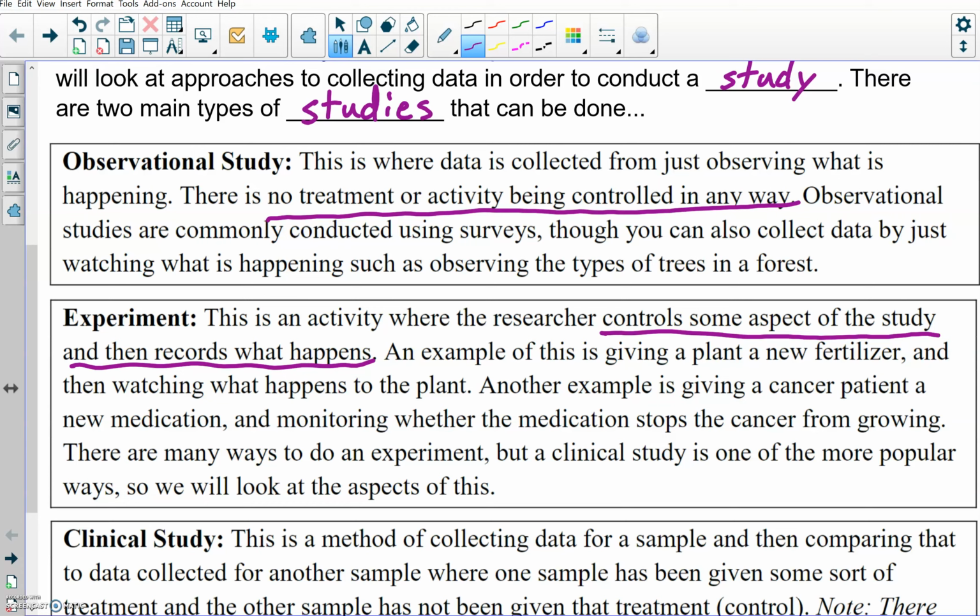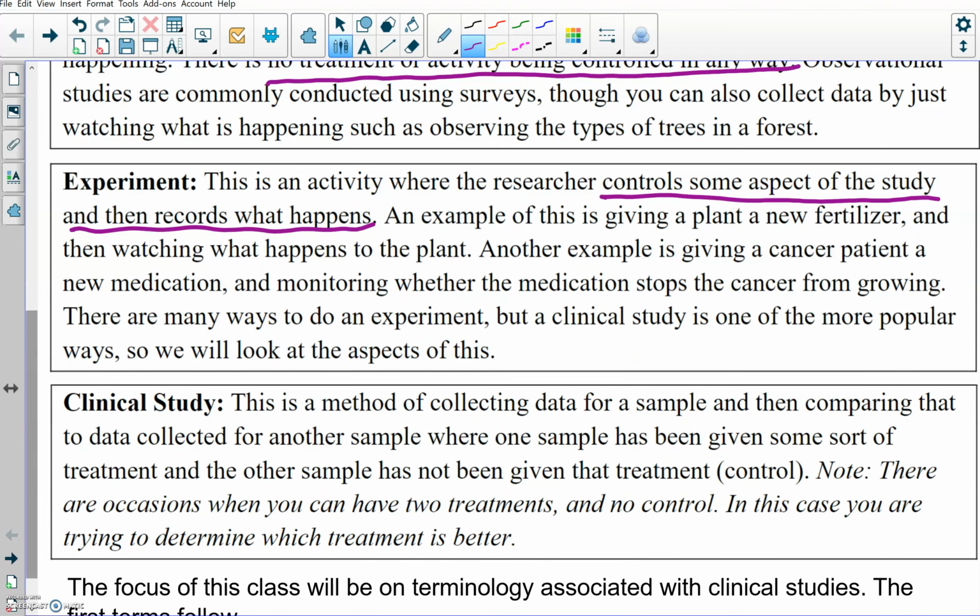There are many ways to do an experiment, but a clinical study is one of the more popular ways, so we'll look at the aspects of this. And in a clinical study, this is a method of collecting data for a sample and then comparing that to data collected for another sample, where one sample has been given some sort of treatment and the other sample has not been given the treatment or the control. So one sample is given something and the other sample is given something else or not given anything at all.